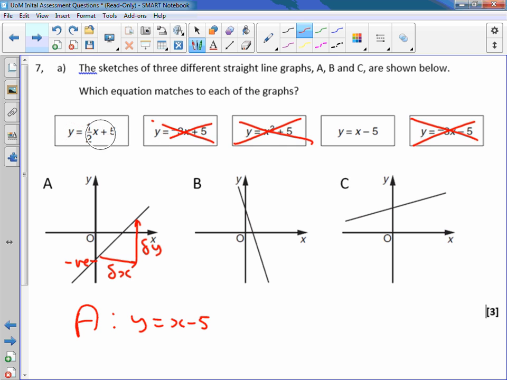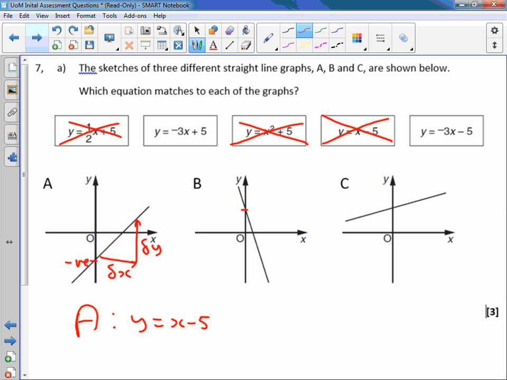Okay, I can use a similar method to work out the equations for the others. So for B, I've got a negative gradient because it's sloping down from left to right. And so that means I can safely ignore the first, middle. In fact, I can ignore the middle for all of them because it's a quadratic. It's going to give me a curve. And the fourth one also has a positive gradient. So that leaves me with minus 3x plus 5 and minus 3x minus 5.